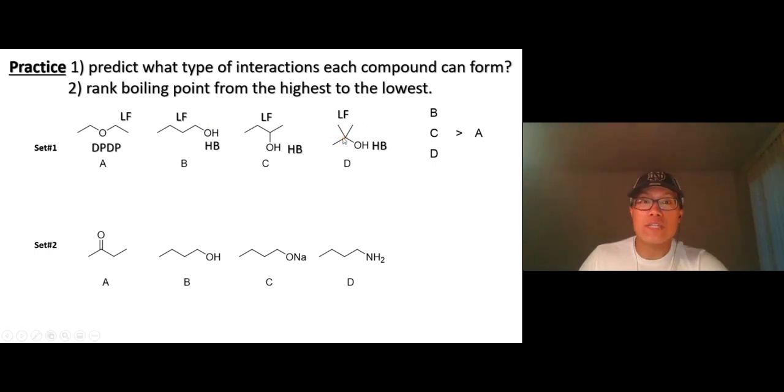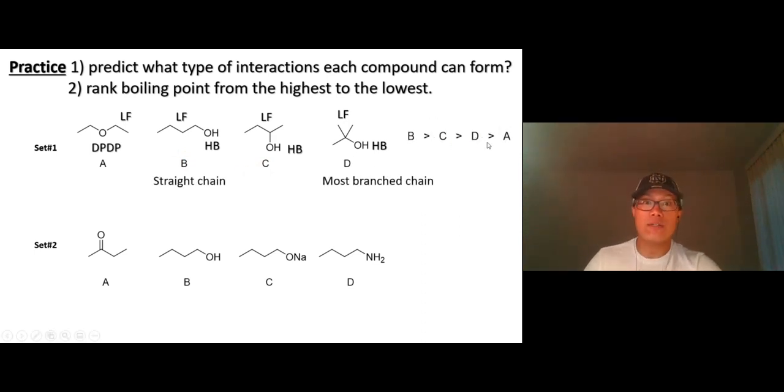London forces depend on the surface area. The highest surface area gives the highest boiling point. So we're going to go B, C, and D. So B, C, D, and A. That's the first one. That's it.